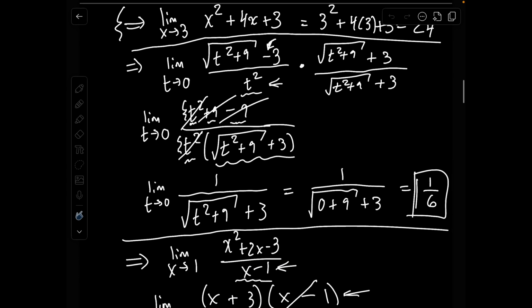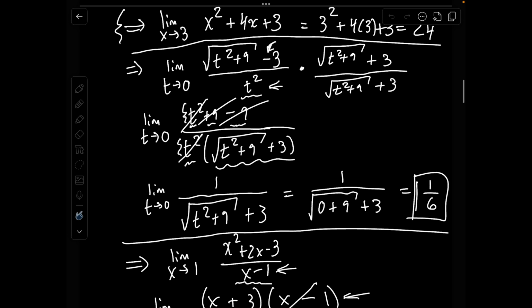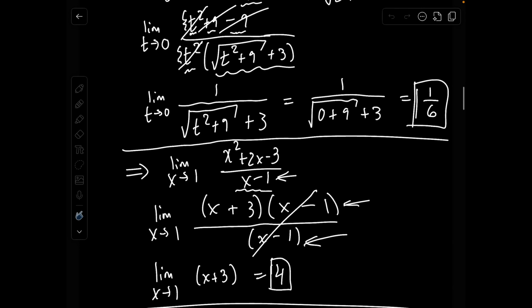But sometimes we're going to have issues when we plug it in. We can see that when we plug in t approaches 0 into the square root of t squared plus 9 minus 3, over t squared, we're going to have a divide by 0 error if we just do that right away. So what we have to do is multiply by the conjugate of the numerator to get rid of the radical in the numerator and the t squared term in the denominator. Once we do that, we can see the plus 9 and the minus 9 cancel out, the t squared and the t squared cancel out as well. So we just end up with 1 over the square root of t squared plus 9 plus 3, and now we can just plug in 0 for that limit and get 1 over 6.